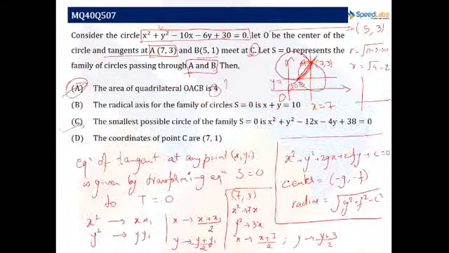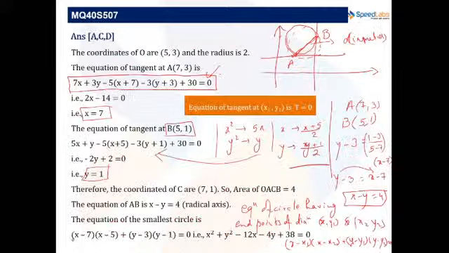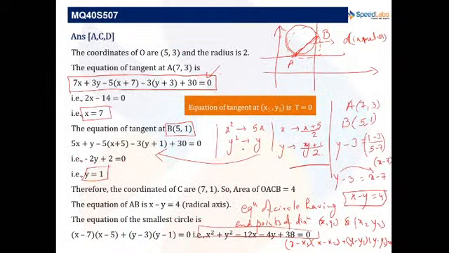So from this, on putting the values (x minus 7)(x minus 5) plus (y minus 3)(y minus 1), we will get this equation. So option C is our correct answer, and we have already found out the coordinates of point C. Clear? Let's move to the next question.